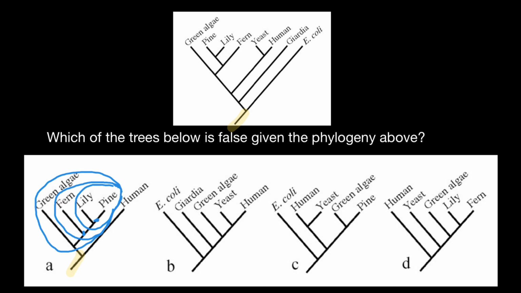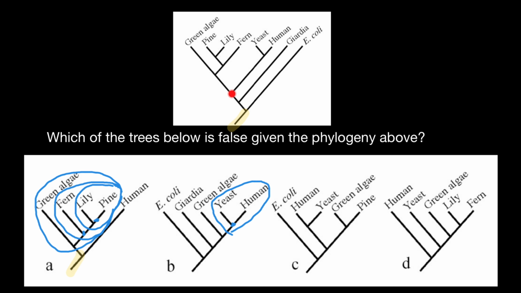Now let's move to phylogenetic tree B, and we see here a clade of human and yeast with a common ancestor, and we also see here a clade of yeast and human with a recent common ancestor. So let's also put it here. They make one clade, and as you see, they also make one clade here. On this phylogenetic tree, we miss fern, lily, and pine completely.